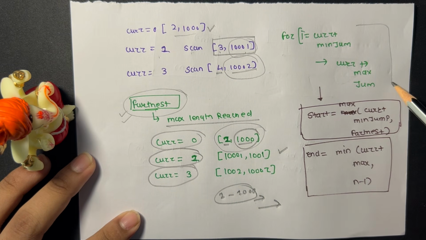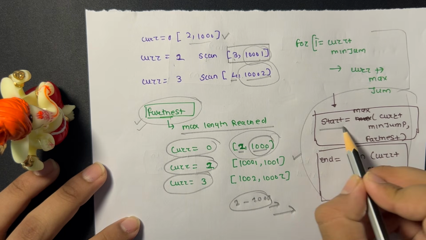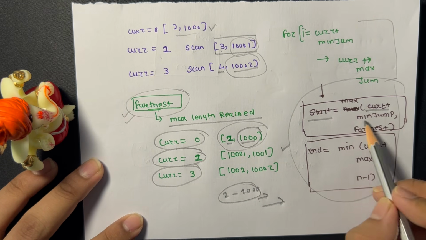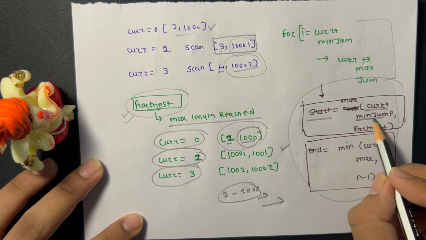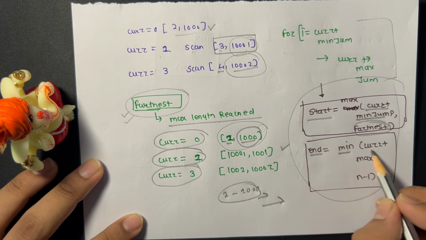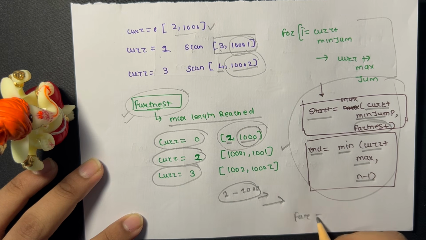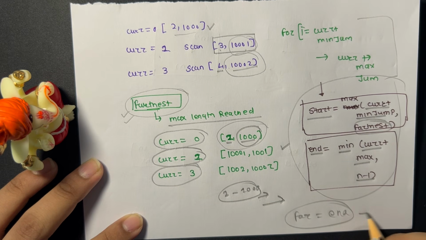So for the directions code, do just this thing: start your iteration from the start index, which will be the maximum of current plus minimum jumps and the farthest, and end will be the minimum of current plus max jumps and n minus 1, and at the end update farthest as equal to end. The code will be in the comment section.